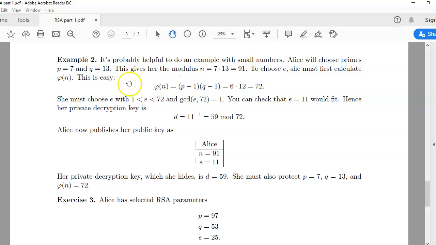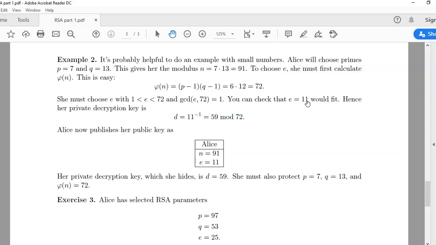To do that, she must first calculate phi of n. Well, that's easy. Phi of n is p minus 1 times q minus 1. But that is 6 times 12. 6 times 12 is 72. So Alice's phi of n is 72, but that's private information. Now her job is to choose an E between 1 and 72, because 72 is her phi of n, such that the GCD of E and 72 is 1. I will let you check that 11 would work. There are other choices you can make, but 11 would work.